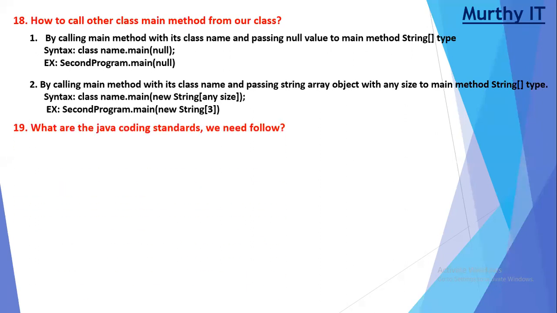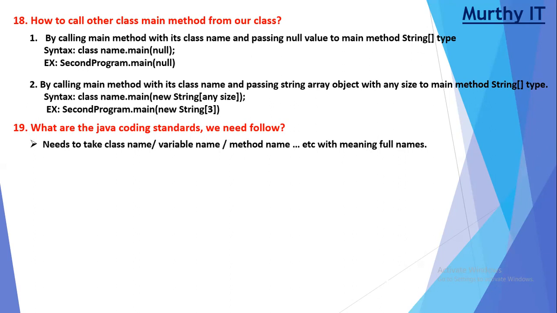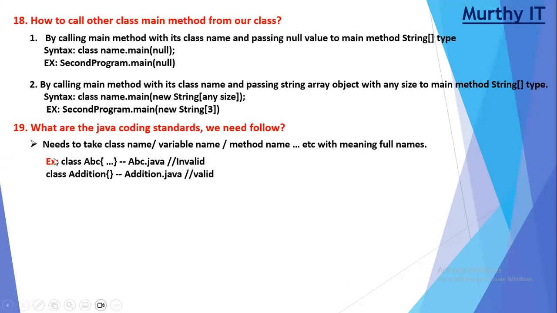So what are the Java coding standards we need to follow while writing a Java program? However we want, we should not write it. First, we need to take the class name, variable name, method name, etc. with meaningful names. Names like ABC, one, text two, we should not take. Based on the purpose you are doing, we need to name accordingly. For example, class ABC is invalid. ABC what? It is invalid.